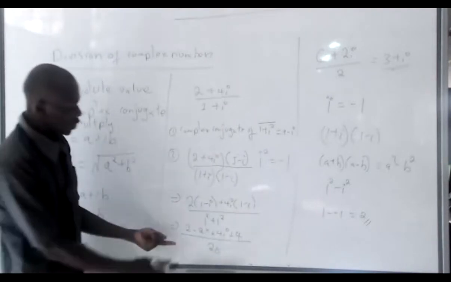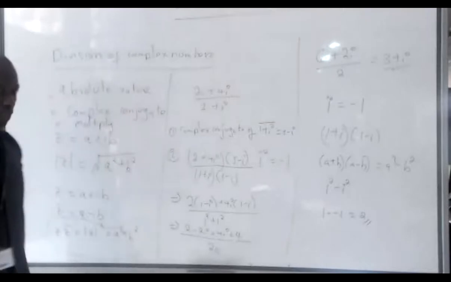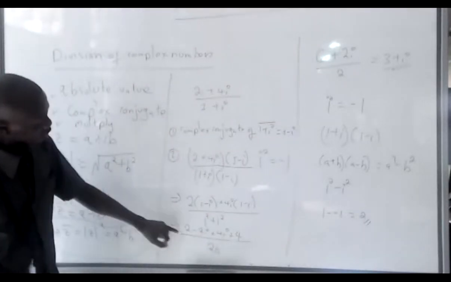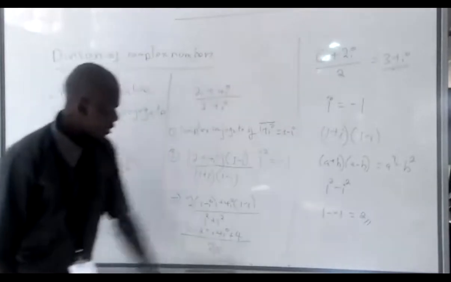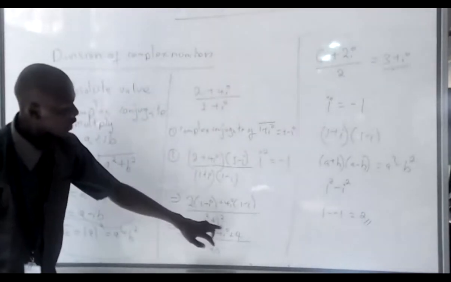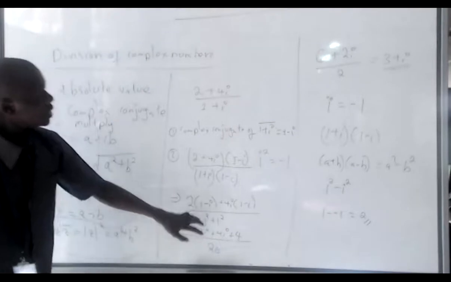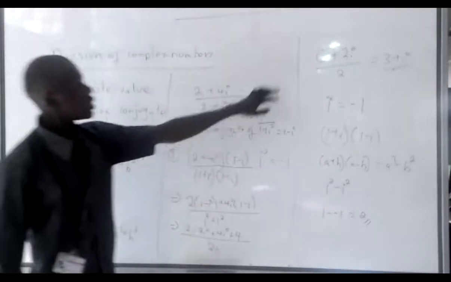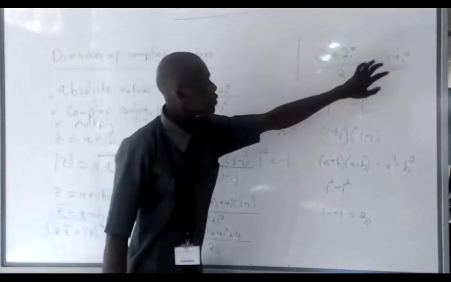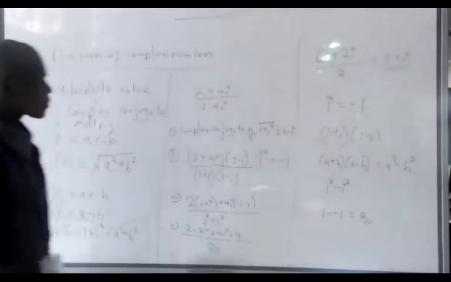And then the last stage is to combine the real parts and the imaginary parts. So the real parts in the numerator are 2 and 4. 2 plus 4 gives me 6. Imaginary parts are minus 2i and 4i. When I combine this, I get 2i. And the denominator is a 2. So 6 plus 2i divided by 2 gives you 3 plus i.